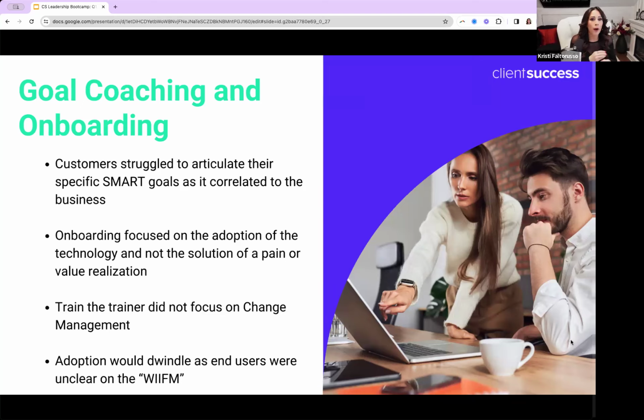I would say like one in every hundred customers came in with a clear SMART goal and said, this is how we're measuring success. This is how I will know that your solution has been successful with our business and helping us drive our outcomes.